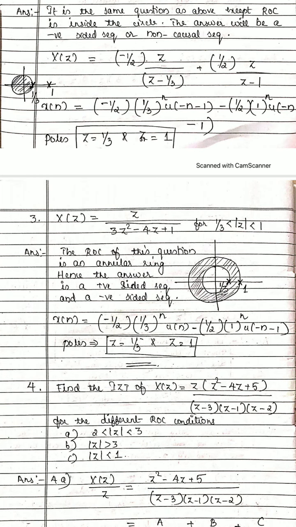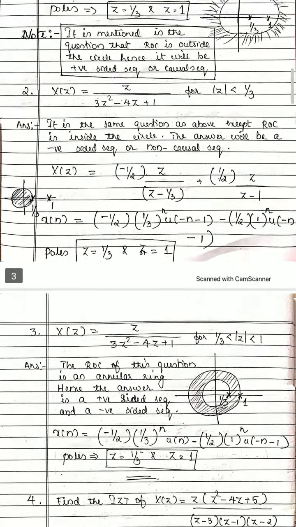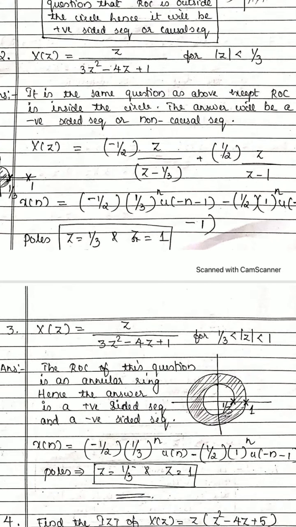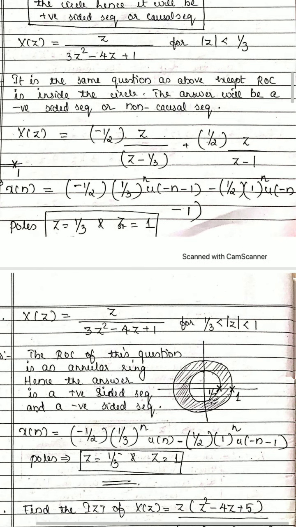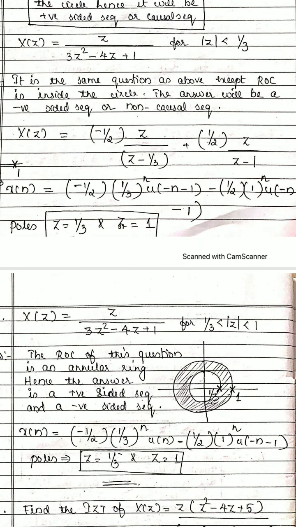For 1 by 3, everything is same. The values of A and B, whatever you found out, everything is same. The only thing that differs is the answer, that is, minus 1 by 2, 1 by 3 to the power of n u of n, minus 1 by 2, 1 to the power of n, that is 1 itself, u of minus n minus 1, right?